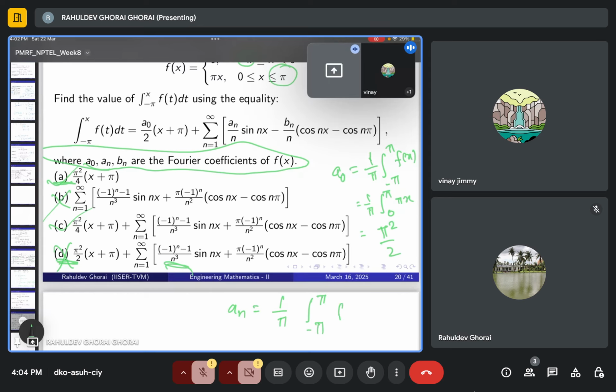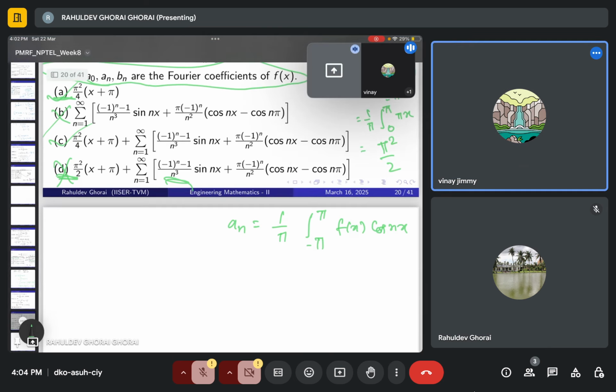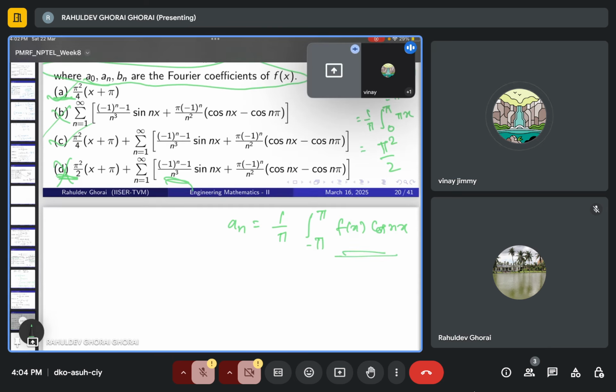What will be N? f(x) times cos nx, right? So what is f(x)? f(x) will be 0. C, sir. Then C will be correct, right? f(x) will not be 0. If it is not 0, it will be minus 1 whole to the power n minus 1 over n square. This type of thing you will get. So C is correct.